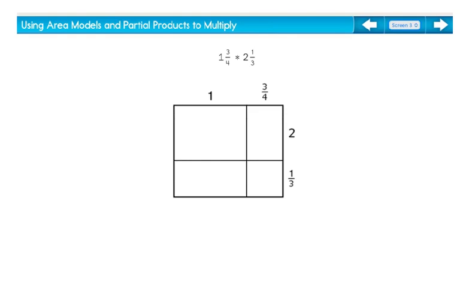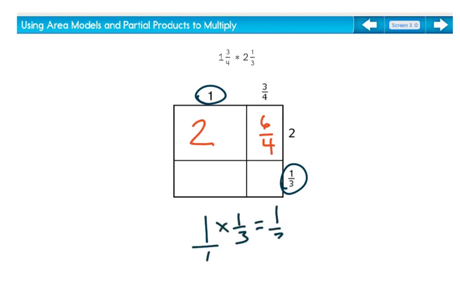And now what we will do is we'll go ahead and multiply. 1 times 2 is 2. And let's take 3/4 times 2. Remember, in order to write that as a fraction, you can just write it over 1, which would be 6/4. Now, we'll multiply the 1 times 1/3. 1 times 1/3, remember, write that over 1, is 1/3. And 3/4 times 1/3 is 3/12.